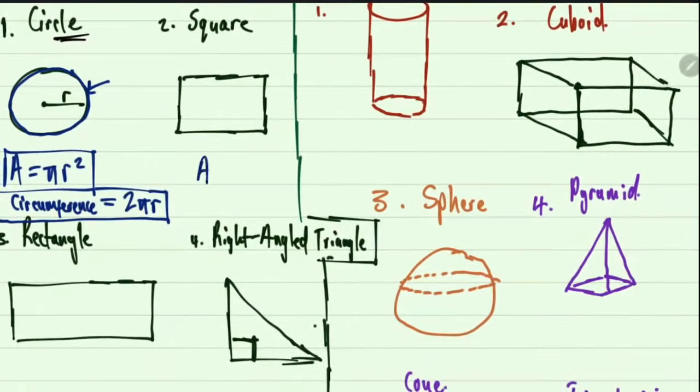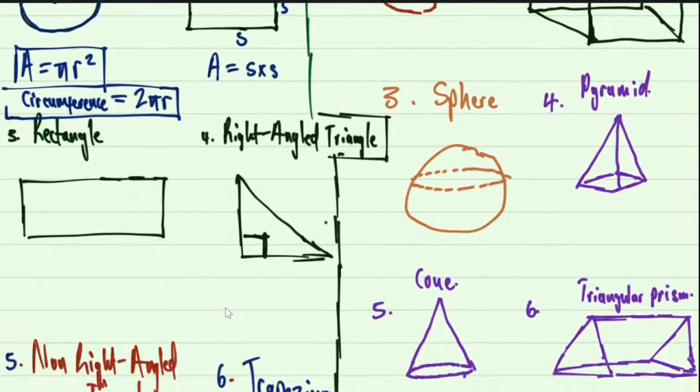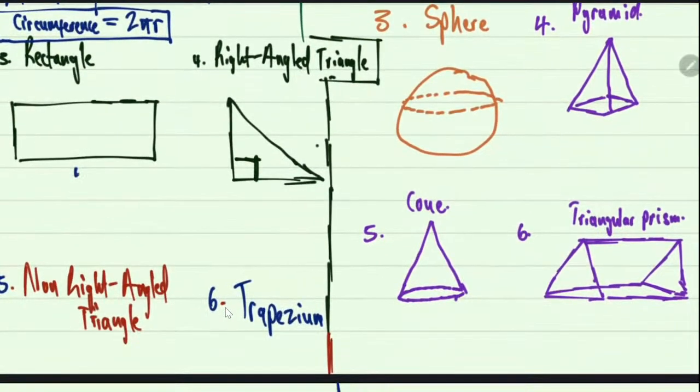Area of a square, side times side. Okay? This is side, this is side, because the sides are equal. So it will be just side times side. Then for rectangle number 3, this is length, this is width. And area is length times width. Area of a rectangle. So anytime you are doing a question and it mentions area of a rectangle, you put this formula down quick fast. Quick fast.